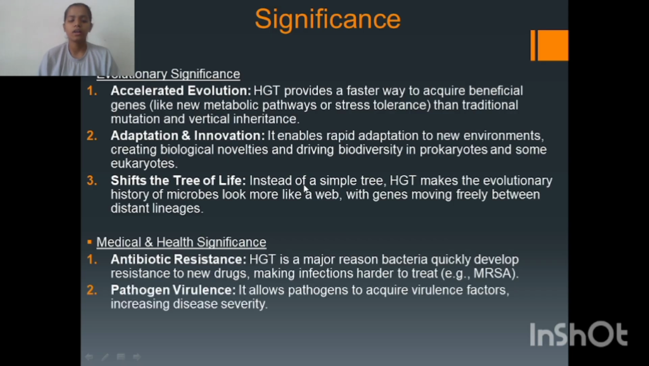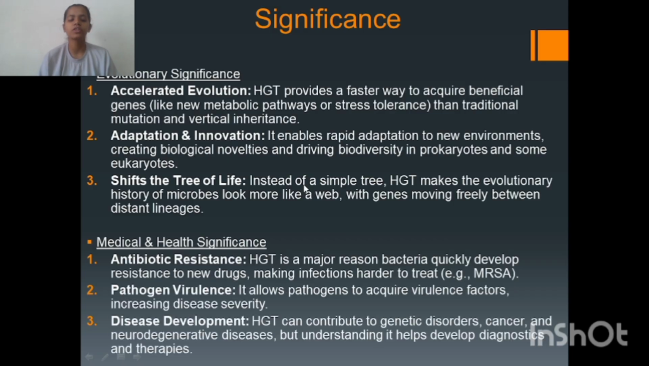In this, we have antibiotic resistance, pathogen virulence, and disease development. In antibiotic resistance, HGT is a major reason bacteria quickly develop resistance to new drugs, making infections harder to treat. Pathogen virulence: it allows pathogens to acquire virulence factors, increasing disease severity. Disease development: HGT can contribute to genetic disorders, cancer, and neurodegenerative diseases, but understanding it helps develop diagnoses and therapies.